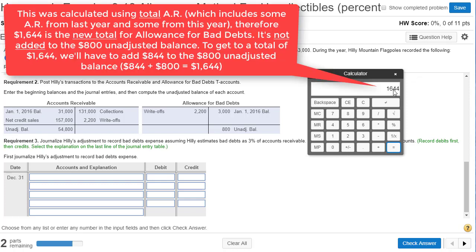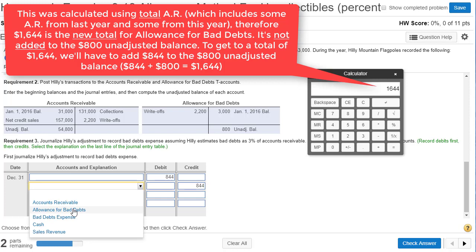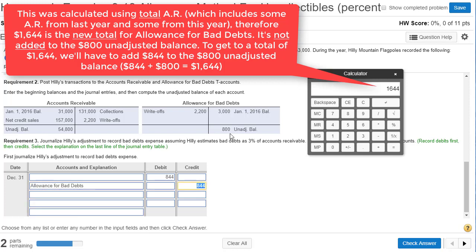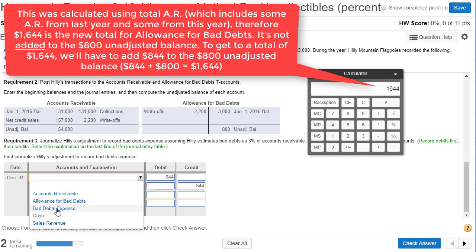This amount here, 1644, is the total amount that should be in the allowance for bad debts. We've already got 800 in it. So how do we go from 800 to a new total of 1644? We're going to add 844 more to that. So this credit will be the allowance account. Once we post this, allowance will have 844 plus 800, which gives us the 1644. And then the other account is the bad debts expense.